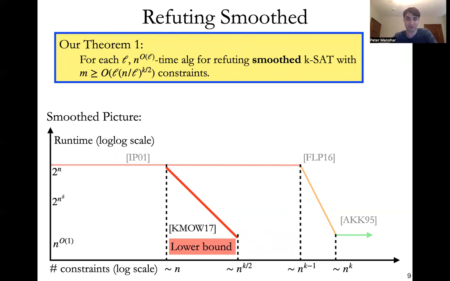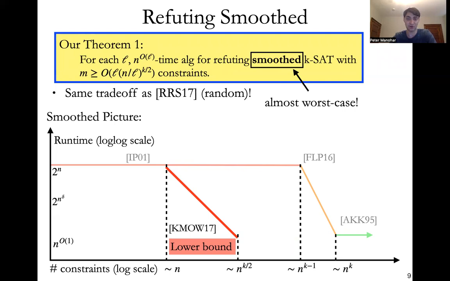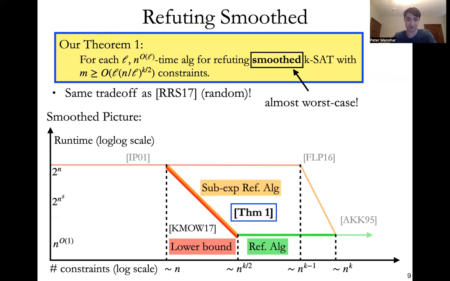That is, we show that for every L, there's an n to the order L time algorithm to refute smooth k-SAT instances with this number of constraints. And this is the same trade-off as in RRS, the theorem for random k-SAT. So the only thing that's really different in our theorems is we've swapped the word random out with the word smooth. But remember, this is a pretty substantial upgrade because smooth instances are almost worst case. They have far less randomness than fully random instances. So on this picture, our theorem 1 shows this refutation algorithm and also the sub-exponential time trade-off.